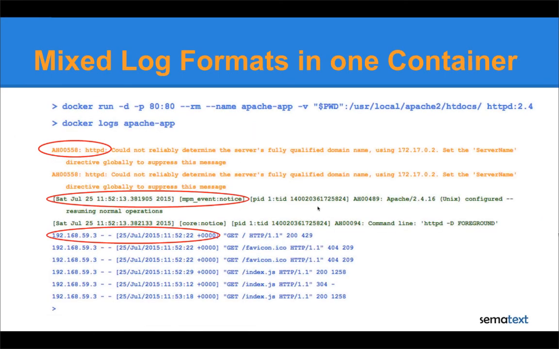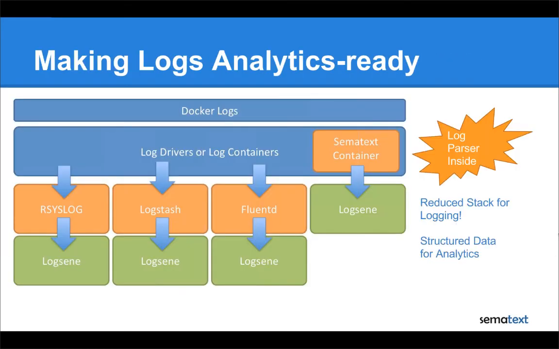We are close to the end, and I would like to come back to a slide from the beginning where we have seen the different types of log messages, and it's now about a place to add log parsers into our architecture. So regardless if you use log drivers or log containers, you need somewhere a log parser to structure your data. If you use log drivers, you can add it to our syslog, you can run a Logstash or Fluentd server, and from there you can insert the logs into Elasticsearch or Logsene.